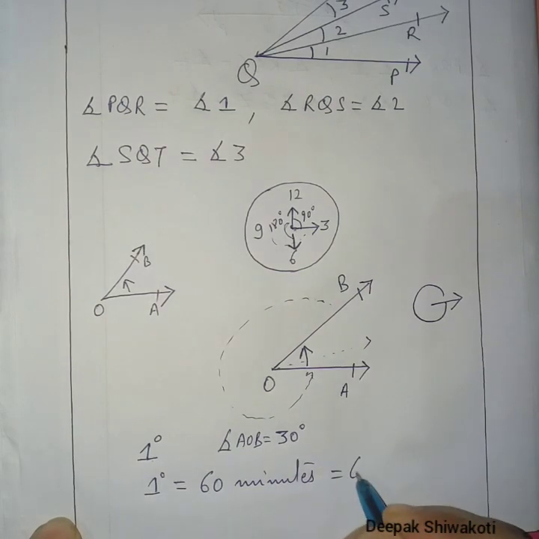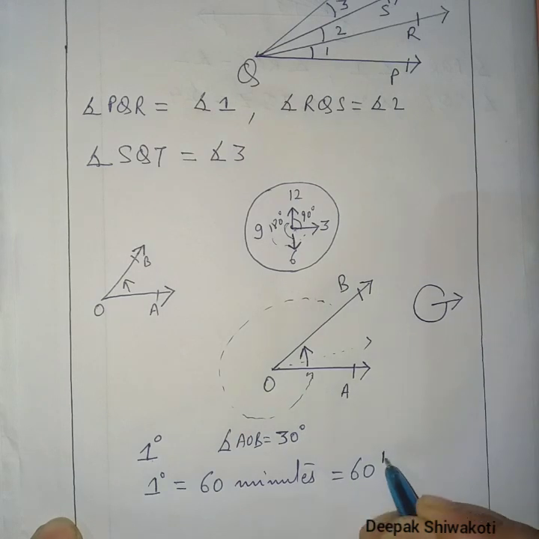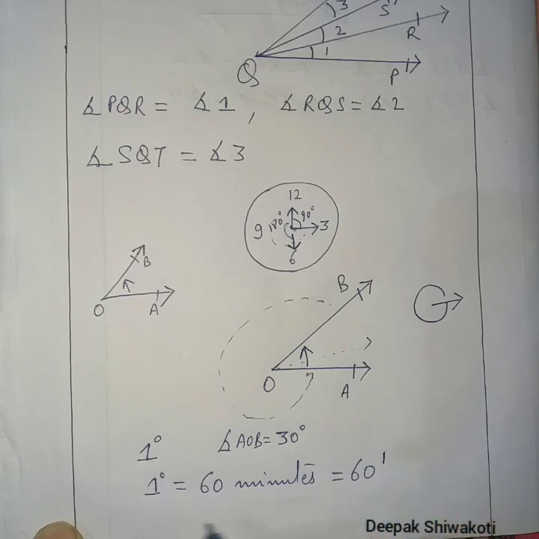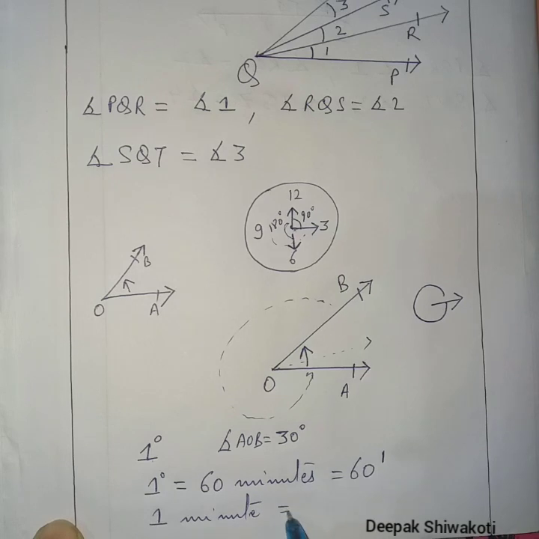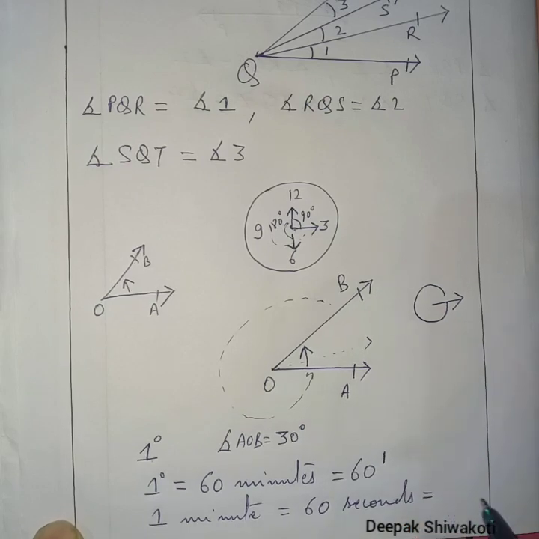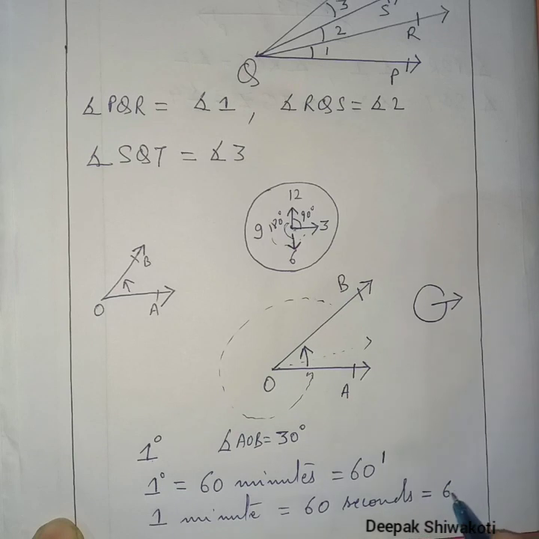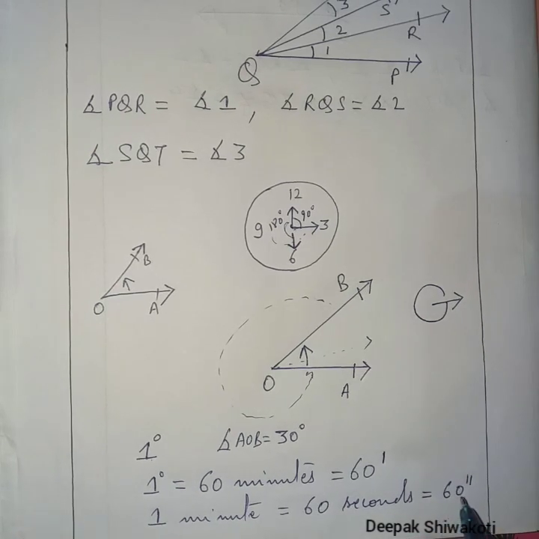and in symbol we write 60 minutes as 1 dash, just above here, it is read as minute, and 1 minute is equal to, we know that it is 60 seconds. So here in the angle chapter we represent seconds by a double dash. In this manner, a few things about angles we have revised and we should keep in our mind to proceed further.